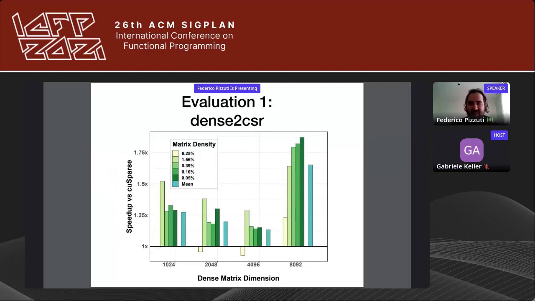So the first evaluation is the dense to CSR. On the x-axis, we have the matrix dimension. And on the y-axis, we have the speedup, because again, we give relative speedup. And these are for different matrix densities. Different matrix densities change the performance characteristics of the program significantly. And we can see that in most cases, we're quite a bit faster than cuSparse, 1.5x, 1.2x, in some cases even more. We suffer a bit on the dense matrix side, but nothing can be perfect. Still, very competitive with cuSparse.